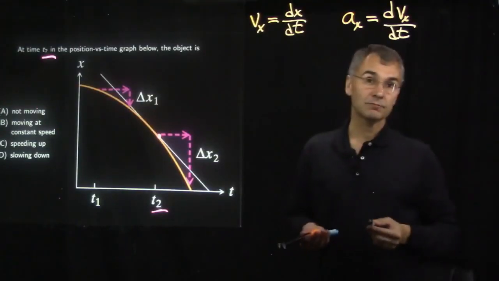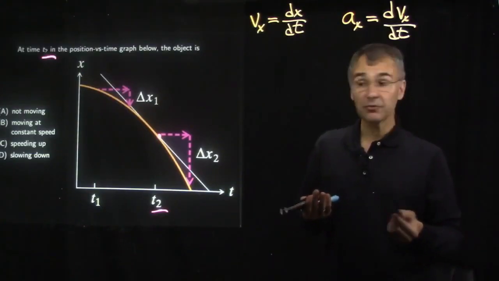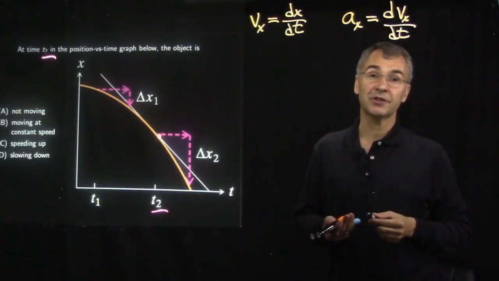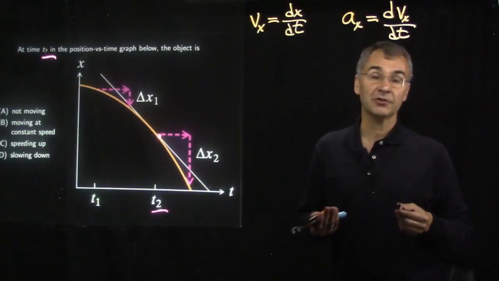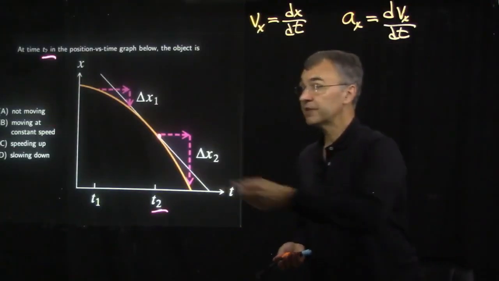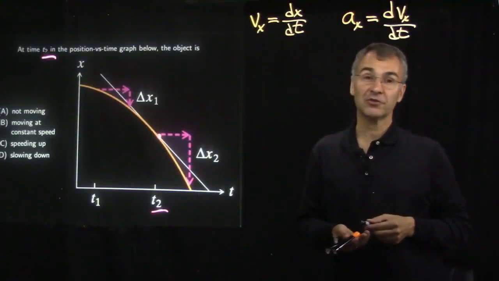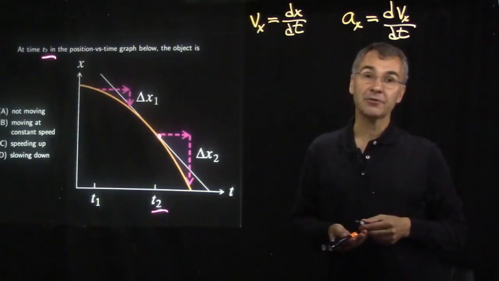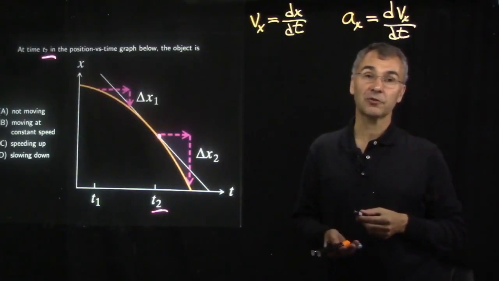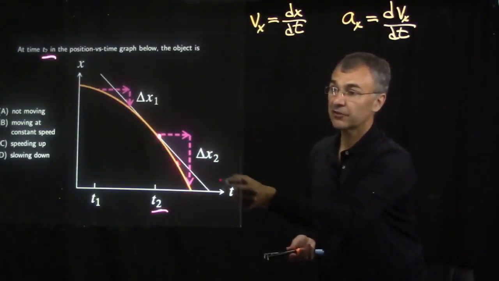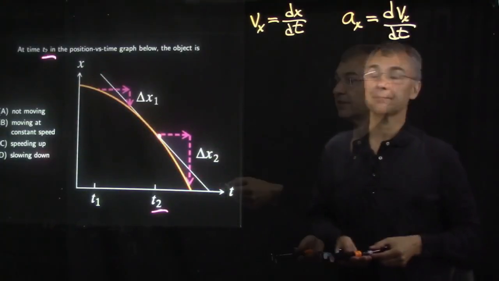Is it not moving? What do you think? I think it is moving because if it were not moving, then x would be unchanging as a function of t. So because x is changing as t increases, I think it is moving. Is it moving at constant speed? Well, if we're moving at constant velocity, then the slope of the x versus t curve would be constant. Speed is actually the absolute value of the x component of velocity for one-dimensional motion. But still, I think the magnitude of the slope of this curve is changing. So it is not moving at constant speed because the magnitude of the slope of this orange curve is changing with time.